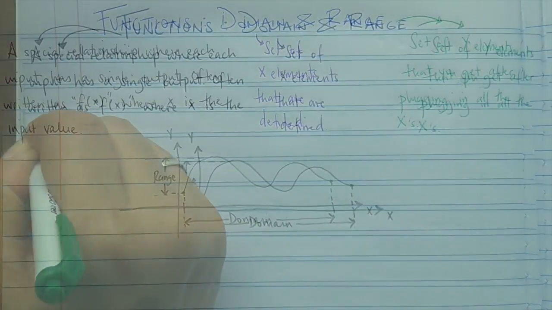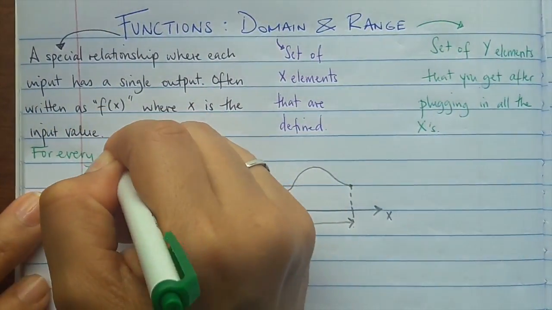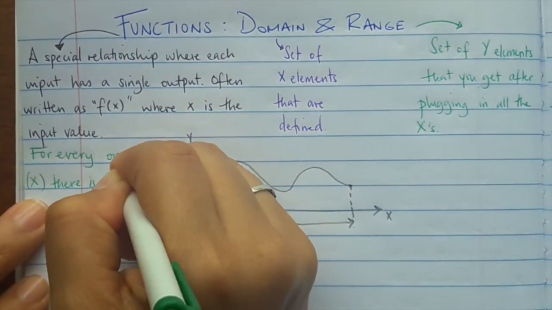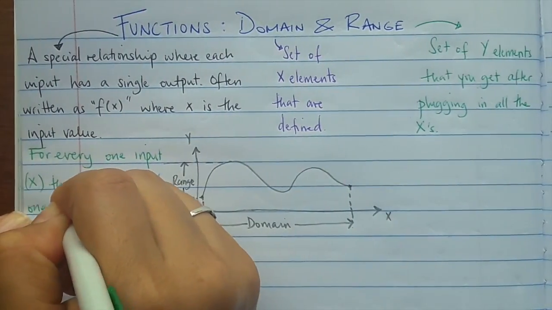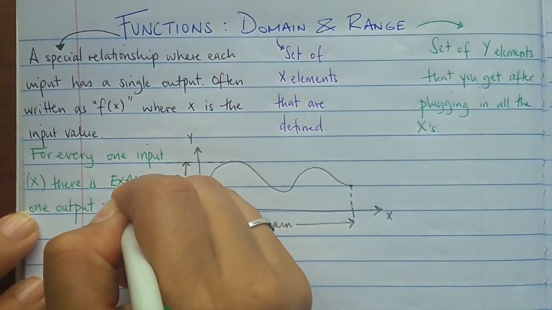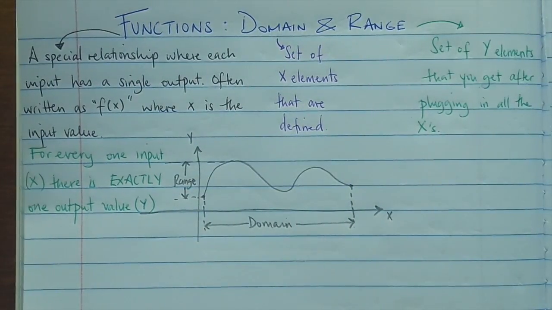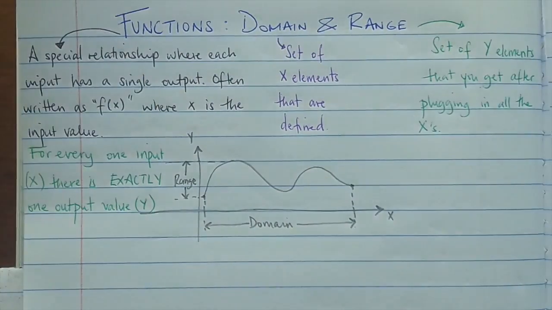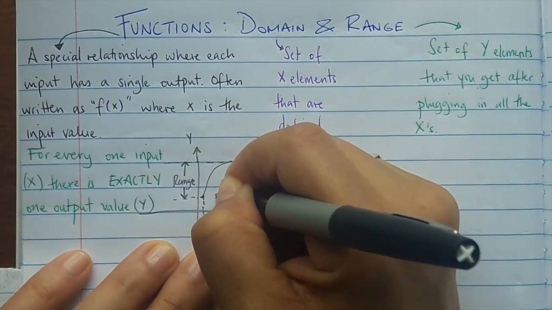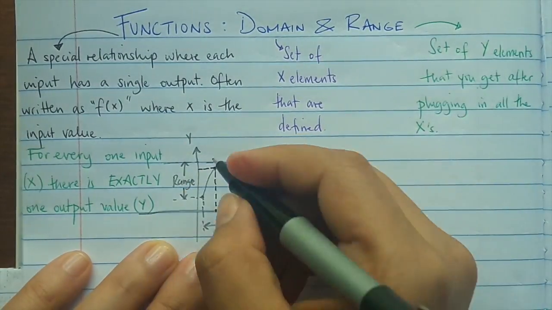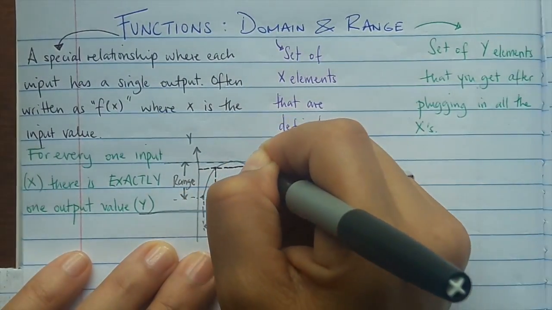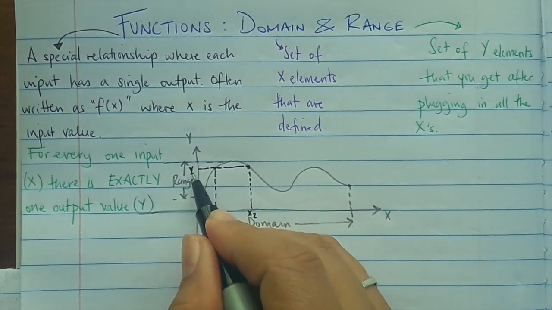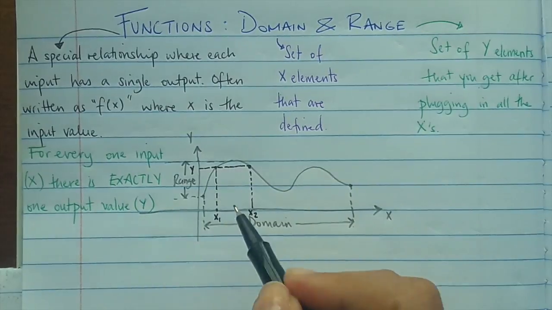Alright, so we're going to take a look at a couple of examples. But just to let you know, for every one input of x there is exactly one output value of y. That's really the key thing that you need to remember. So if I picked a point anywhere on this graph, I'm going to get one output of y. Now it's okay for me to pick another different point and get that same output of y. But what I cannot do is pick one x and find two y's. That's really what I'm trying to say.